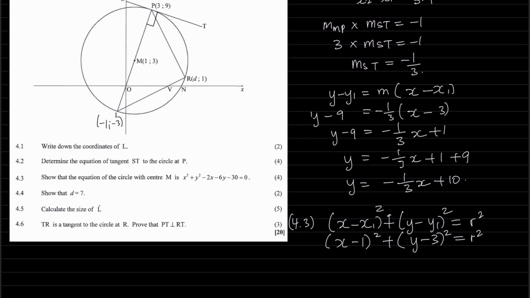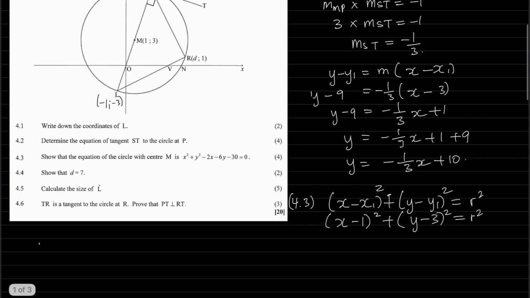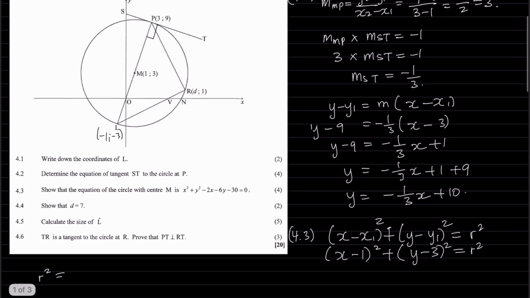Remember, r is our radius. We don't know the radius, but we can work it out, because we know the coordinate of M and we know the coordinate of P. So to work out the radius, we can use the distance formula. We're going to say that r squared, or the distance squared, is going to equal x2 minus x1 all squared plus y2 minus y1 all squared.